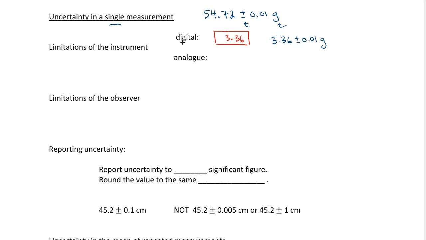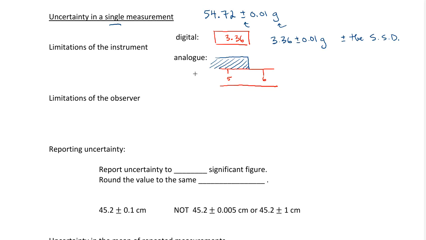The general rule for digital readouts is that we're going to use plus or minus the smallest scale division. I'm going to write that as SSD, the smallest scale division. This reads to 1/100th of a gram, so my limitation of my instrument uncertainty is hundredths of a gram.